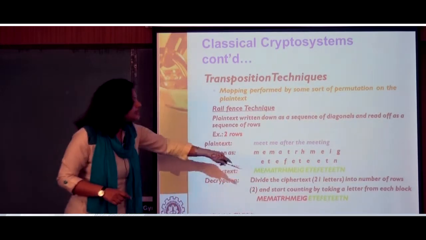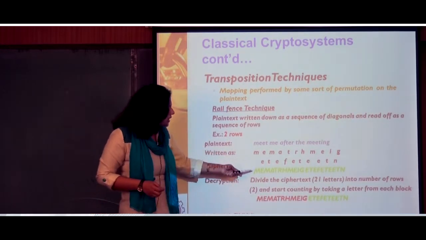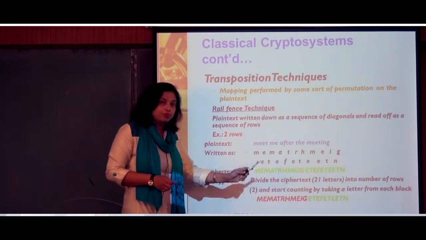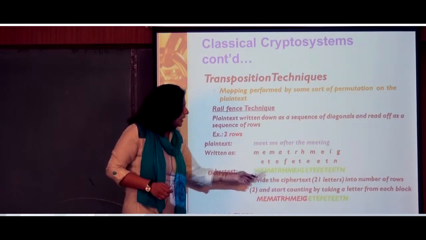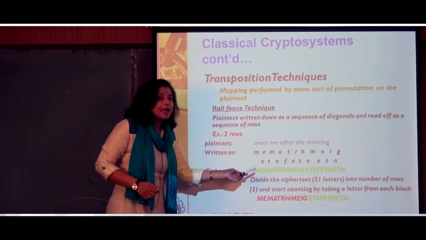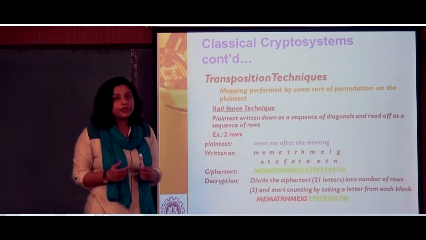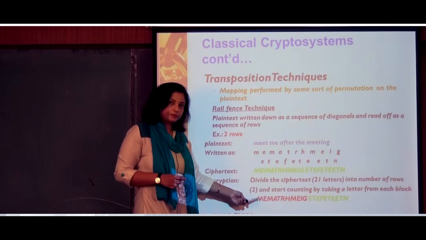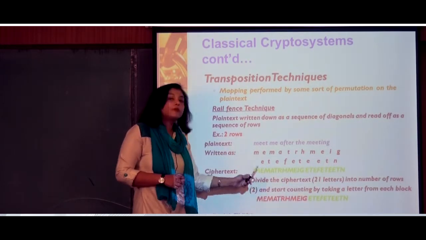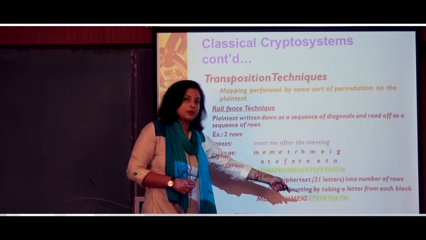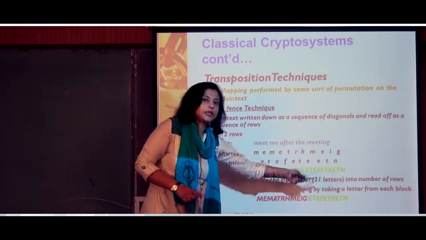You start counting by taking a letter then from each block. You see, you are subdividing it into 2 blocks since there are 2 rows. So, the first block will consist of letters from M to G, 11 letters, and the rest 10 letters will be into the next section. Now, how to read it out? You read each letter one by one from the two blocks. That means first letter from first block, second letter from second block. Again the third letter from first block, fourth letter from the second block, and so on.